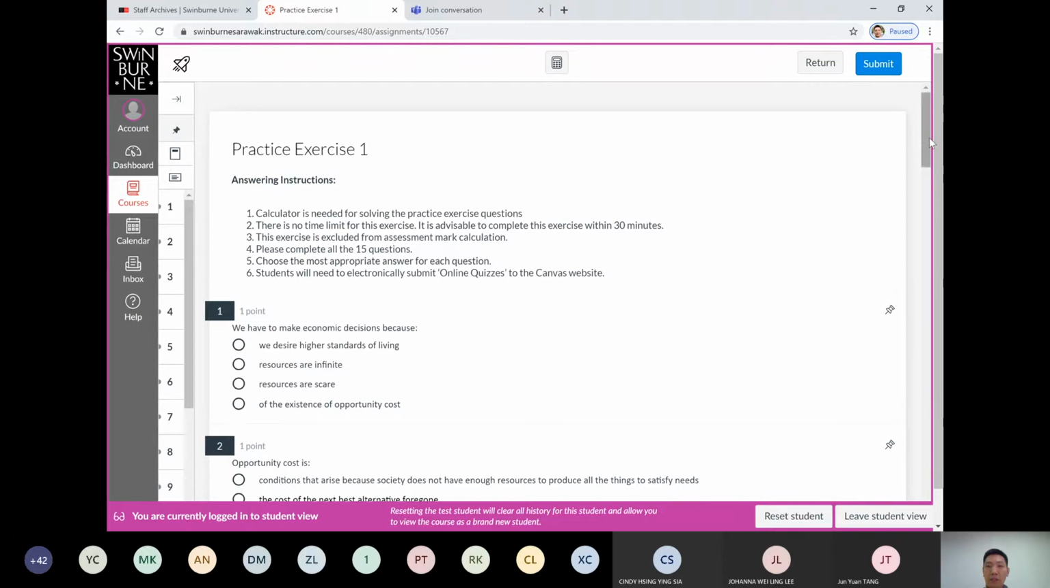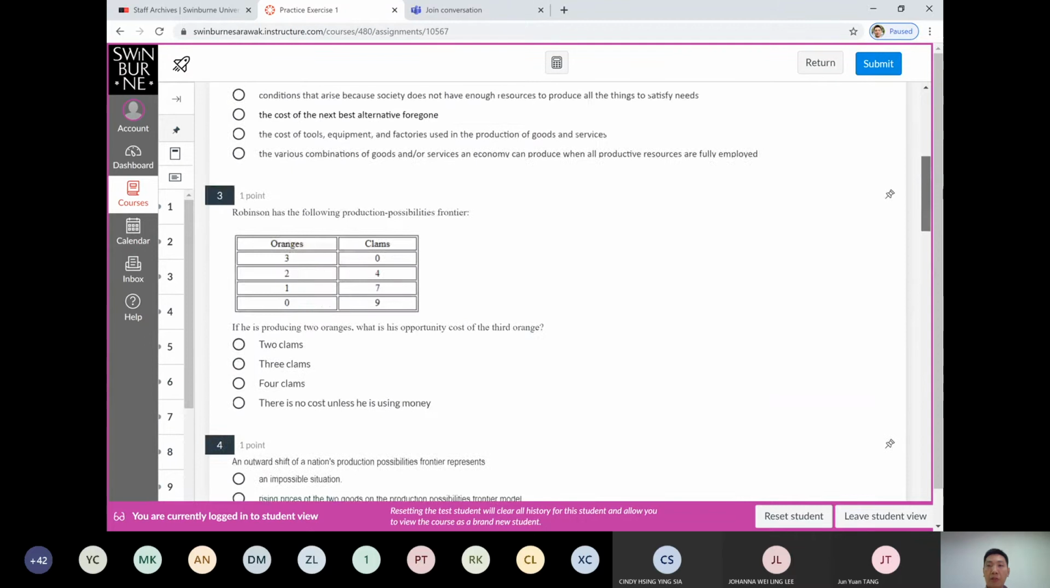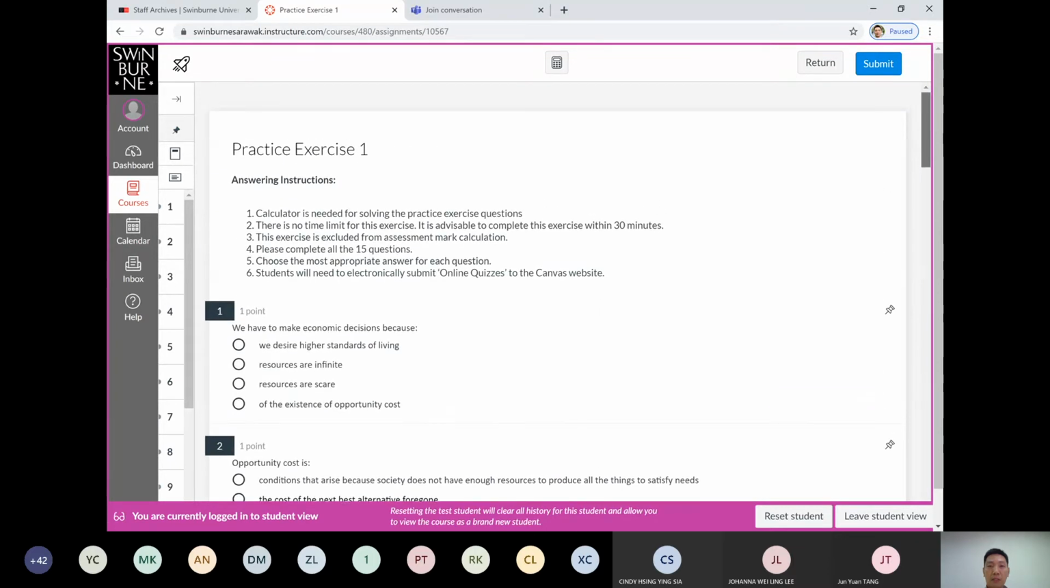All right, so generally there are 15 questions altogether. The questions for the online quiz will be randomized, and even the answers will be randomized. So all of you have different sets of questions. But these 15 questions test the same scope of the economics concepts from chapter 1 until chapter 4, until price elasticity of demand and supply.